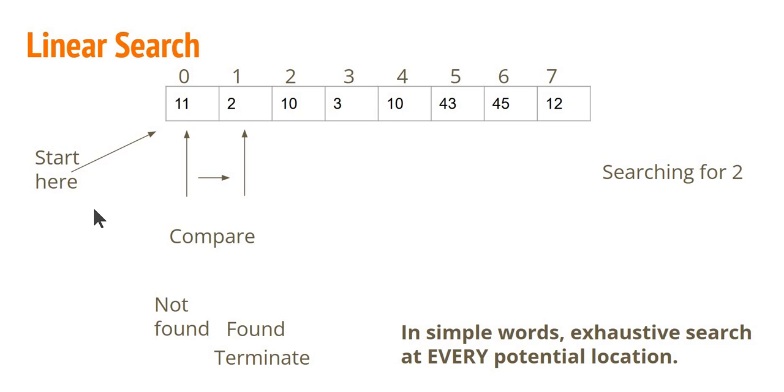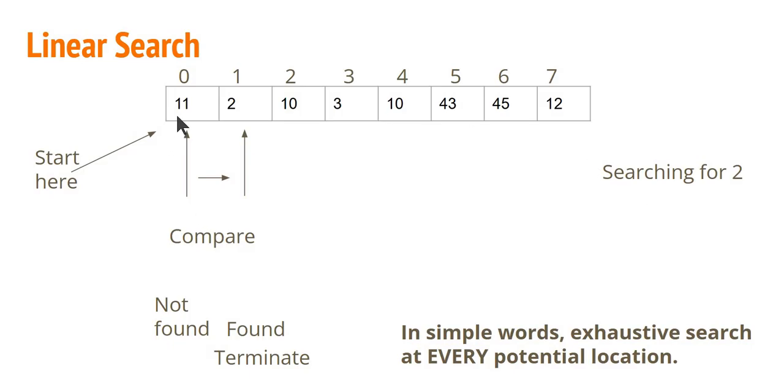So let's start with what is called a linear search. In fact, the idea is very simple. It's an exhaustive search at every possible location. So remember, we are talking of a list. We start at the very beginning and we compare every item of the list to what we are looking for. So for example, let's say I'm searching for 2 in this list.